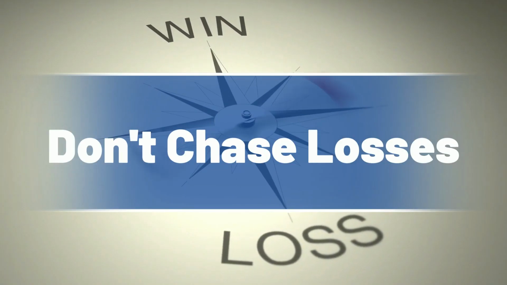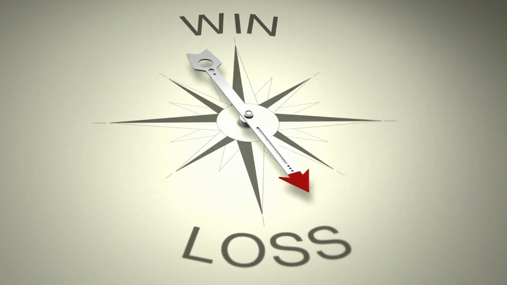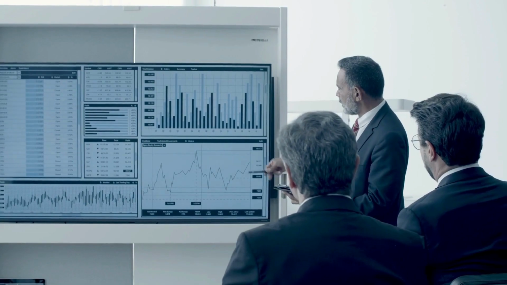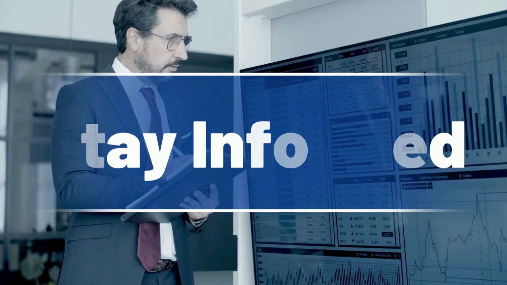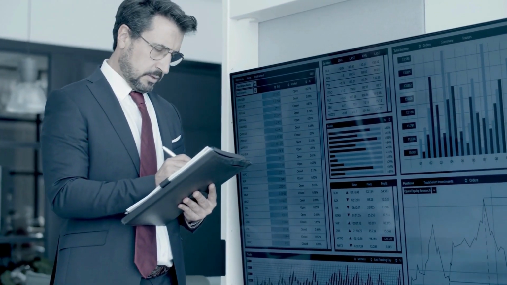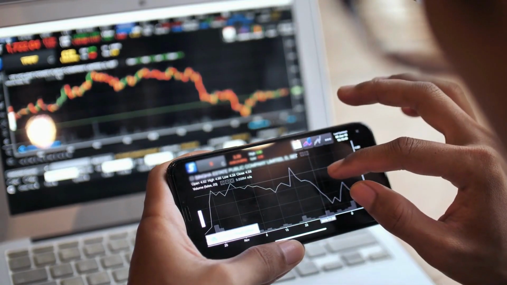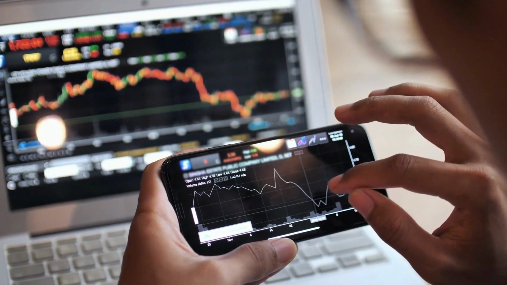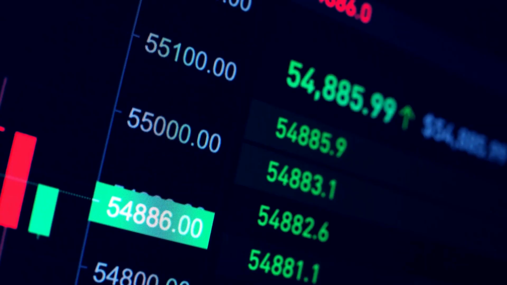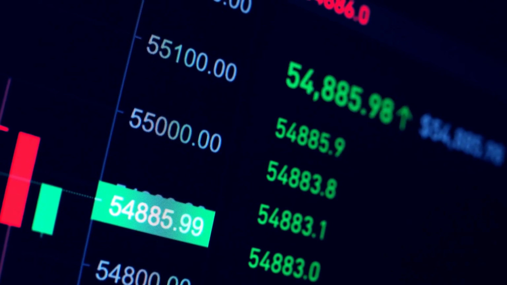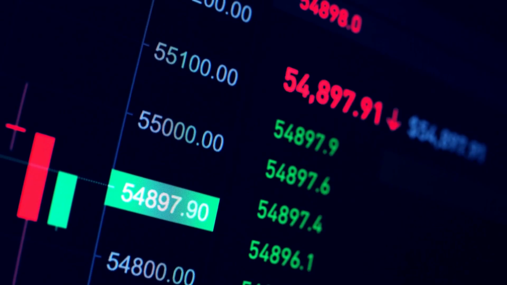Don't chase losses. If you experience a loss on a trade, avoid trying to immediately recover it by taking more significant risks. Stick to your trading plan and remain patient. Stay informed. Keep yourself updated with the latest news, market trends, and developments in the cryptocurrency space. Being well-informed can help you make better trading decisions. Use trading tools. Utilize risk management tools provided by trading platforms, such as trailing stop-loss orders, to lock in profits and protect against sudden market downturns.